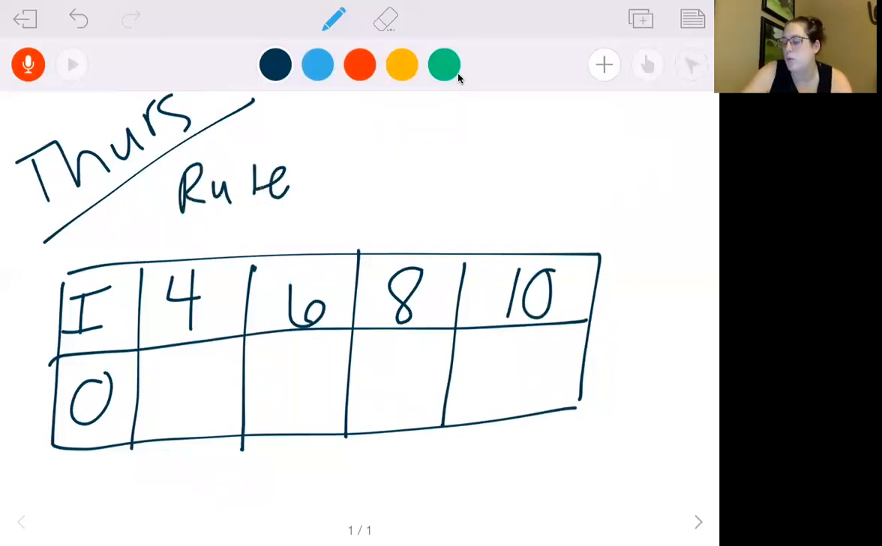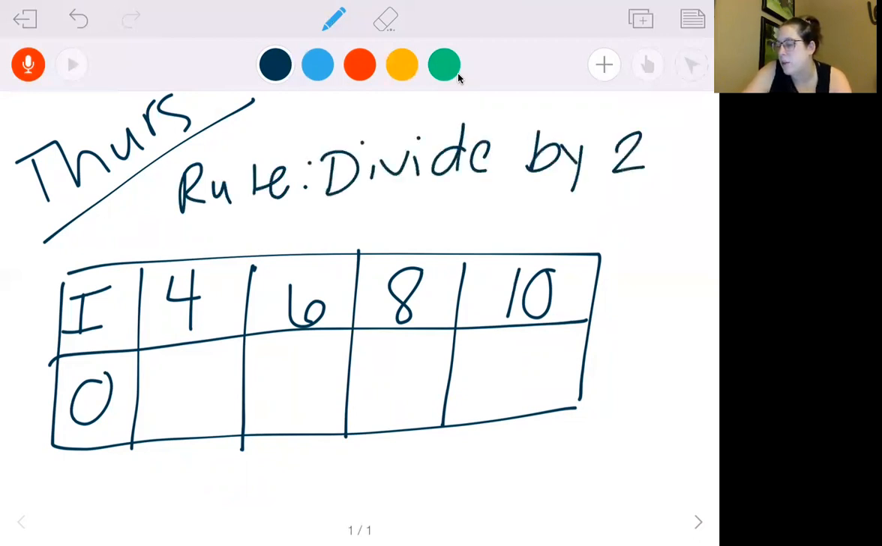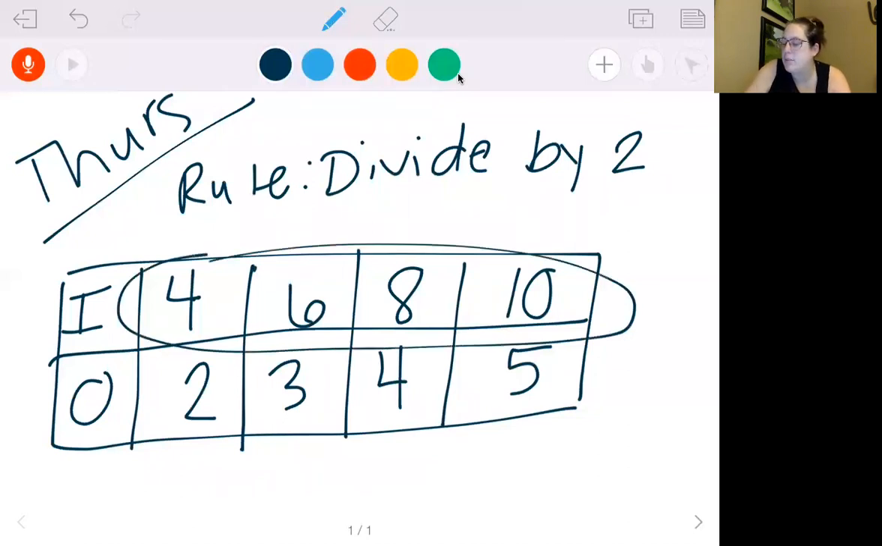Let's make our rule divide by 2. So if my rule is divide by 2, I'm going to take my input number and divide that by 2. So here my input is 4. 4 divided by 2 is 2. 6 divided by 2 is 3. 8 divided by 2 is 4. And 10 divided by 2 is 5. So all I did there was take this number right here and divide it by 2 because that was the rule they gave me. So what you're going to do is 1 through 4 today.